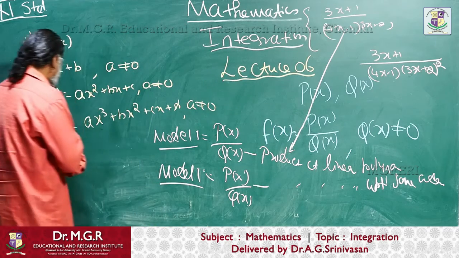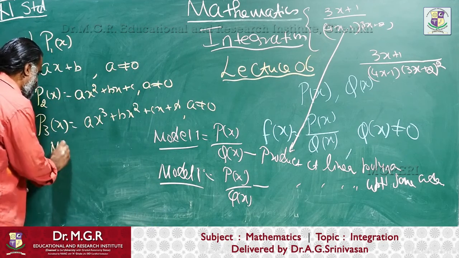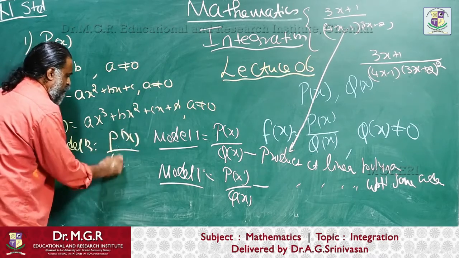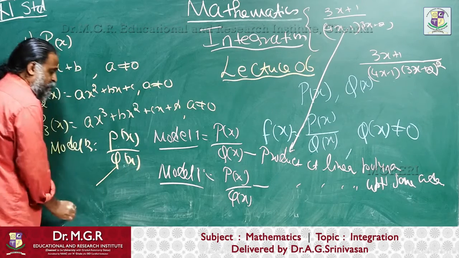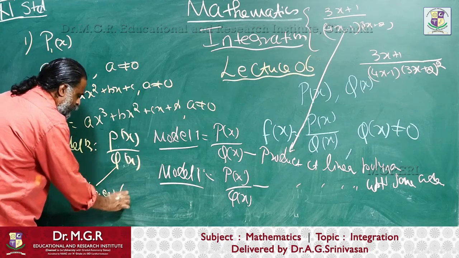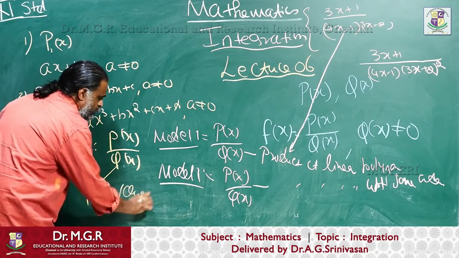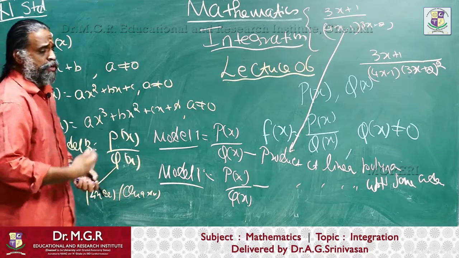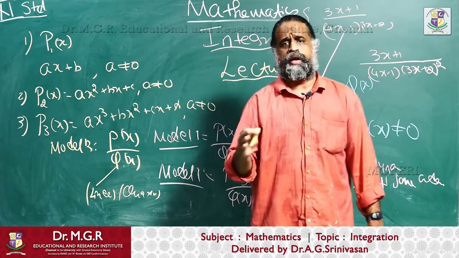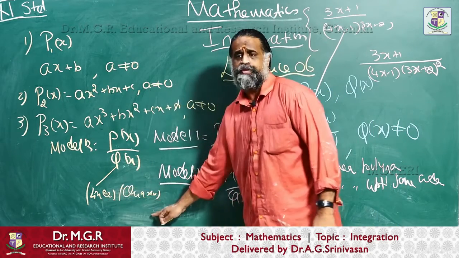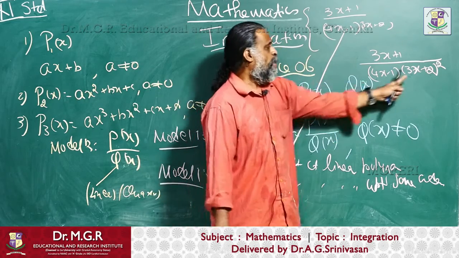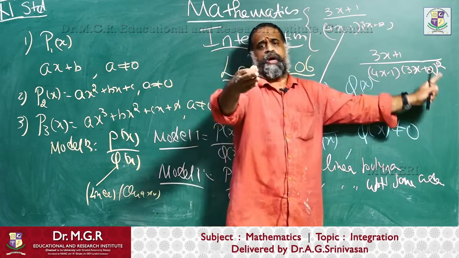What is model 3? The model 3 is, again, a proper fraction of the form p of x by q of x, where q of x has two terms. One is a linear polynomial and another one is a quadratic polynomial. Well, this model can be extended for cubic and other polynomials, but usually we only discuss linear and quadratic. So this is like linear times quadratic. When I say quadratic, I mean it is not of this form. It is not that it can be perfect squares and things like that.